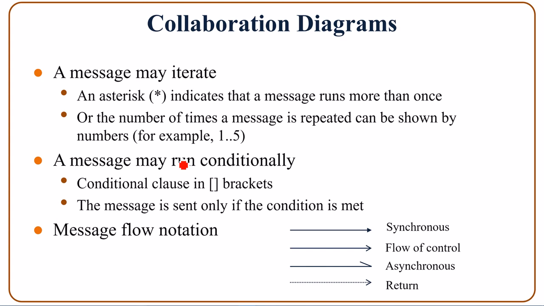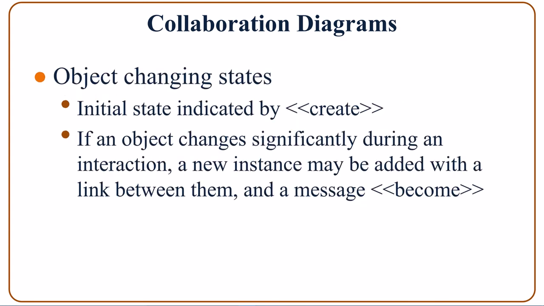Messaging can be synchronous or asynchronous. When an object changes its state, for example, when it was initialized with a state and then later on changed to another one, on the message we can use the stereotypes, which are in the form of the double less-than and the double greater-than notations. Similarly, when an object changes significantly during an iteration, we may add a new instance in between and have a stereotype as a message, indicating that the instance was changed and now becomes a new instance.